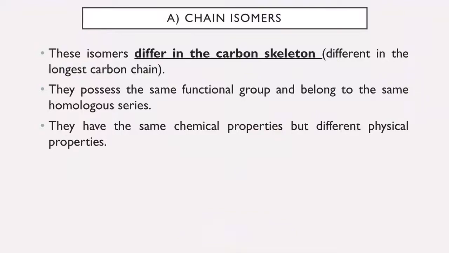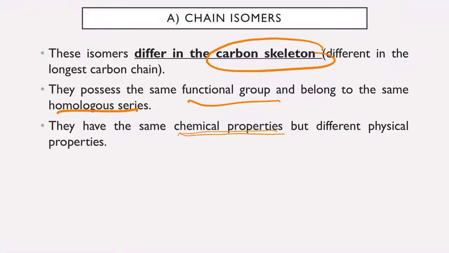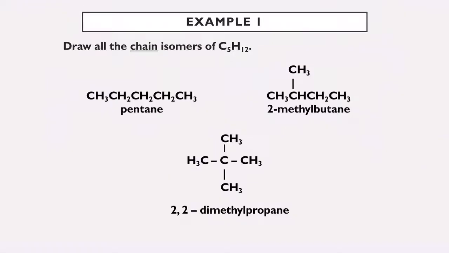So chain, these isomers will differ in the carbon skeleton. So ingat that your carbon skeleton, dia akan berbeza. Okay. So they have the same functional group and belong to the same homologous series. Have same chemical properties, because you still have the same functional group, but different physical properties, right? So maksudnya mesti awak ada branch yang berbeza-beza.